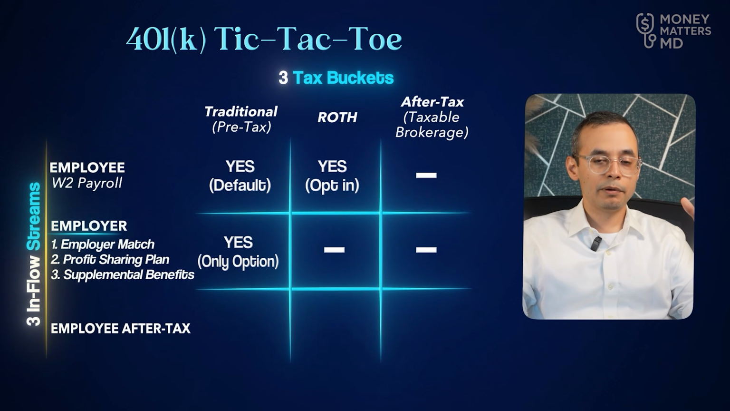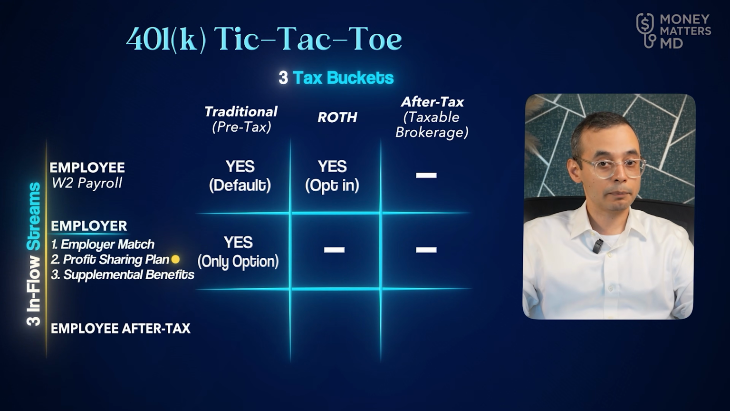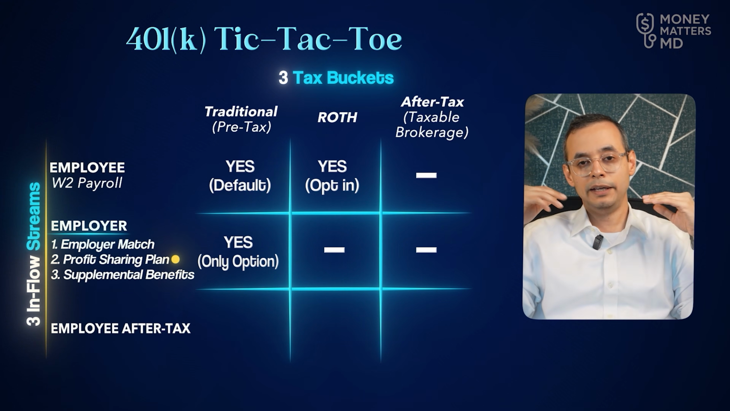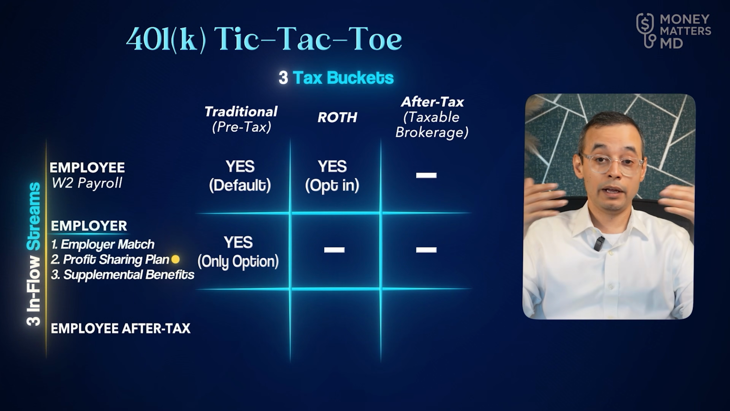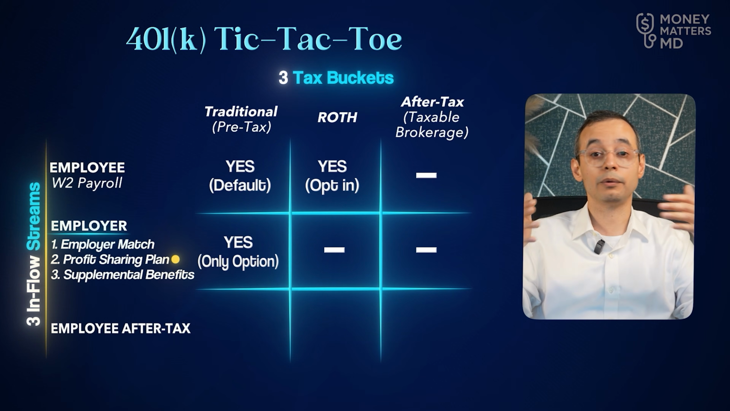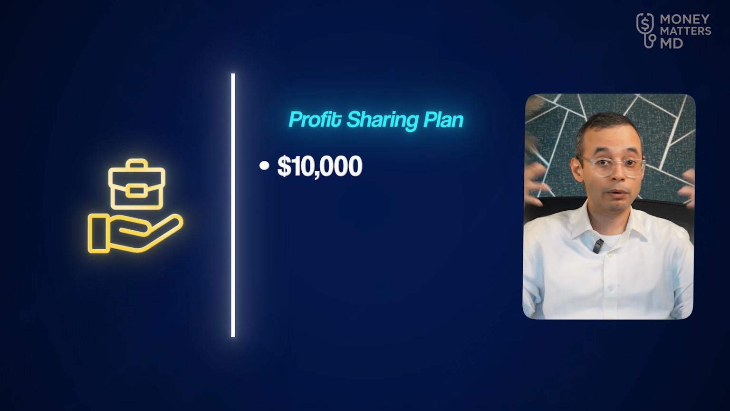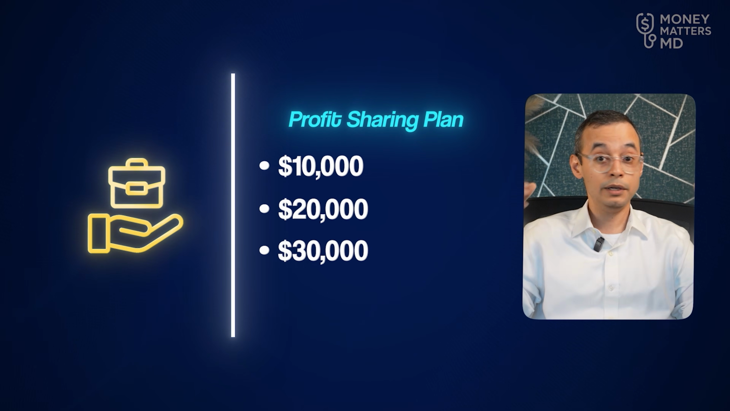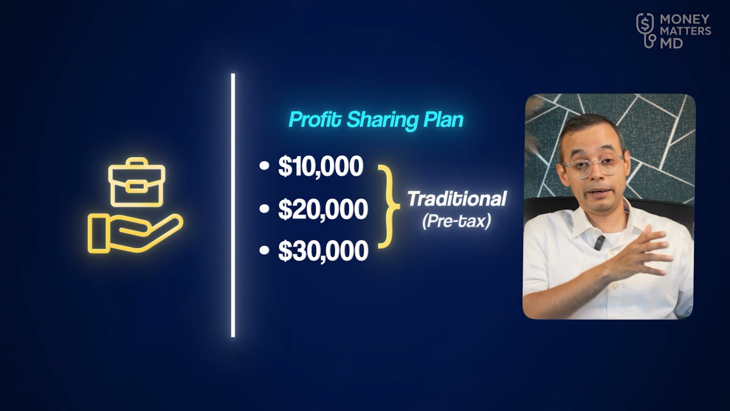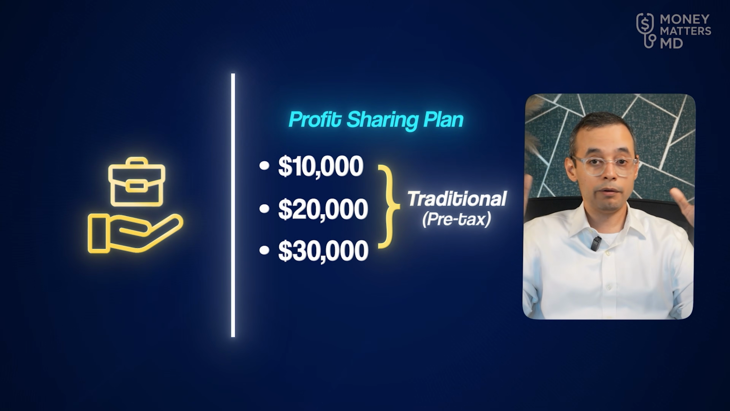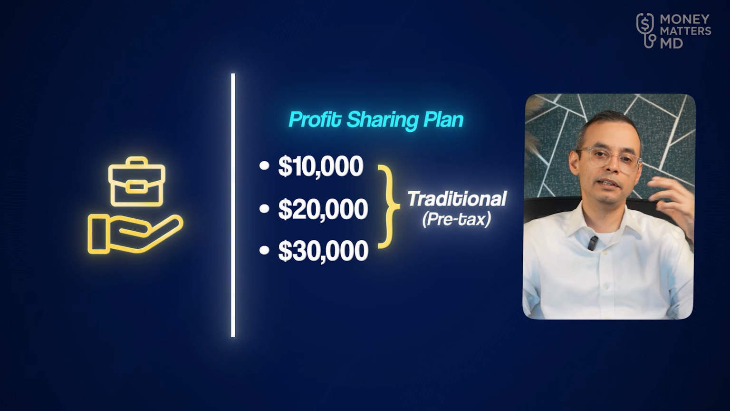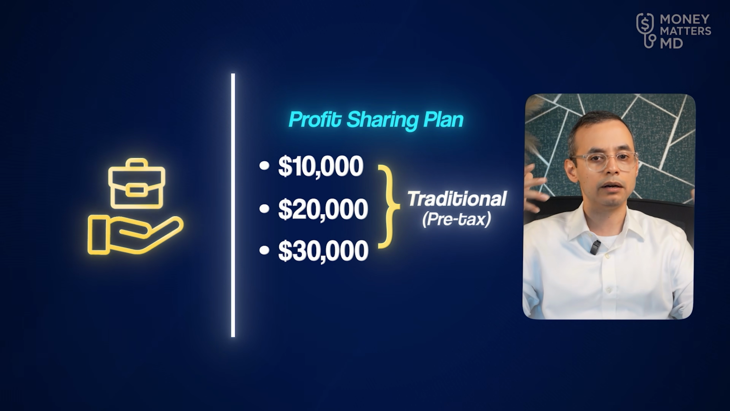Now, the second type of employer contribution is called the profit sharing plan. In this plan, the employer will just throw money in regardless of whether you contribute to your 401k plan or not. So for example, they might just contribute $10,000 or $20,000 or $30,000 directly into your pre-tax bucket, and it doesn't matter if you contributed at all or not. Usually this is a feature for higher income earners.